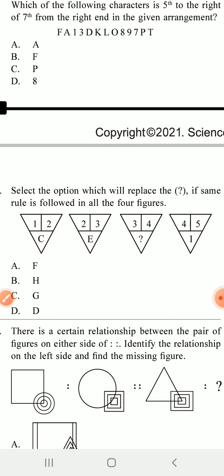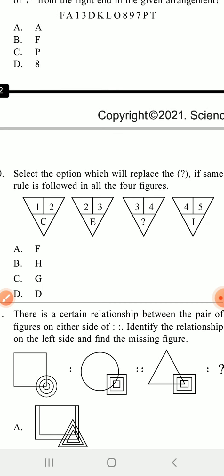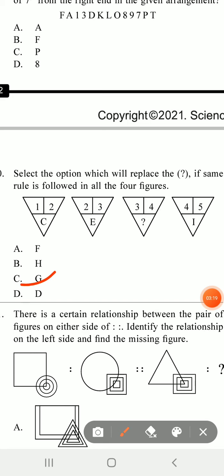Here, select the option which will replace the question mark if the same rules are followed in all the four figures. So 1 plus 2 equals 3. So A, B, C is in the third position. 2 plus 3 is 5. So E is in the fifth position. 3 plus 4 is 7. So what is the letter in the seventh position? A, B, C, D, E, F, G. So G is the answer. I think G is the answer.